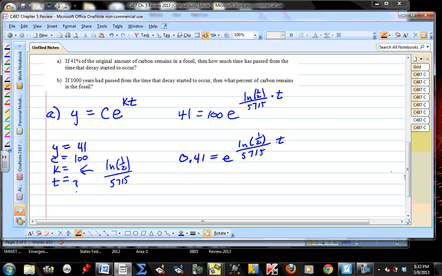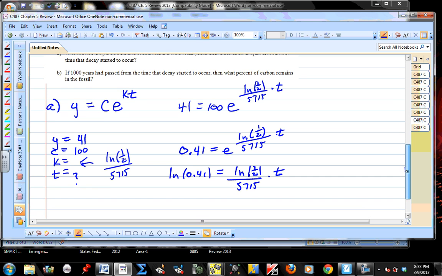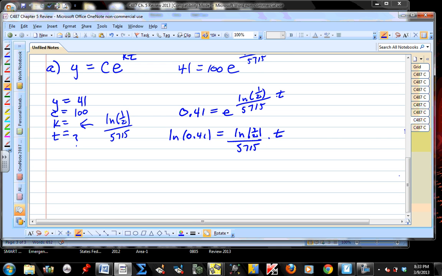so the way we get a variable out of the exponent is by taking a log. Well, log base e is natural log, so the natural log of 0.41 is going to be equal to the natural log of 1/2 divided by 5,715 times t power. To get t by itself, we need to get rid of this fraction. Dividing by a fraction is the same as multiplying by its reciprocal, so we're going to say that 5,715 divided by the natural log of 1/2 times the natural log of 0.41 equals t.